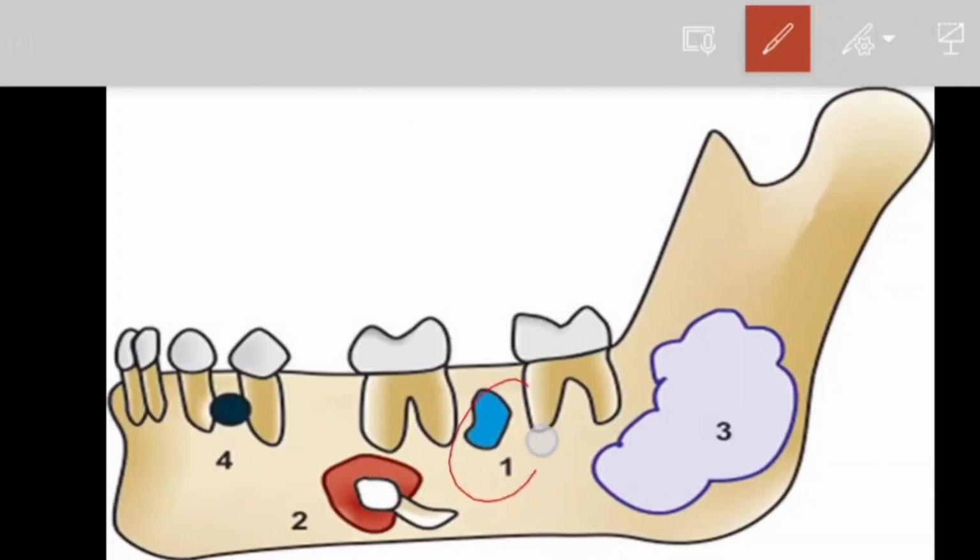So what is this? It is located between the roots of a tooth rather than directly at the apex. So here the important clue is the lateral location between the roots. So this is a type of location that should make you think about a lateral periodontal cyst. Okay. Now look at the number 2.